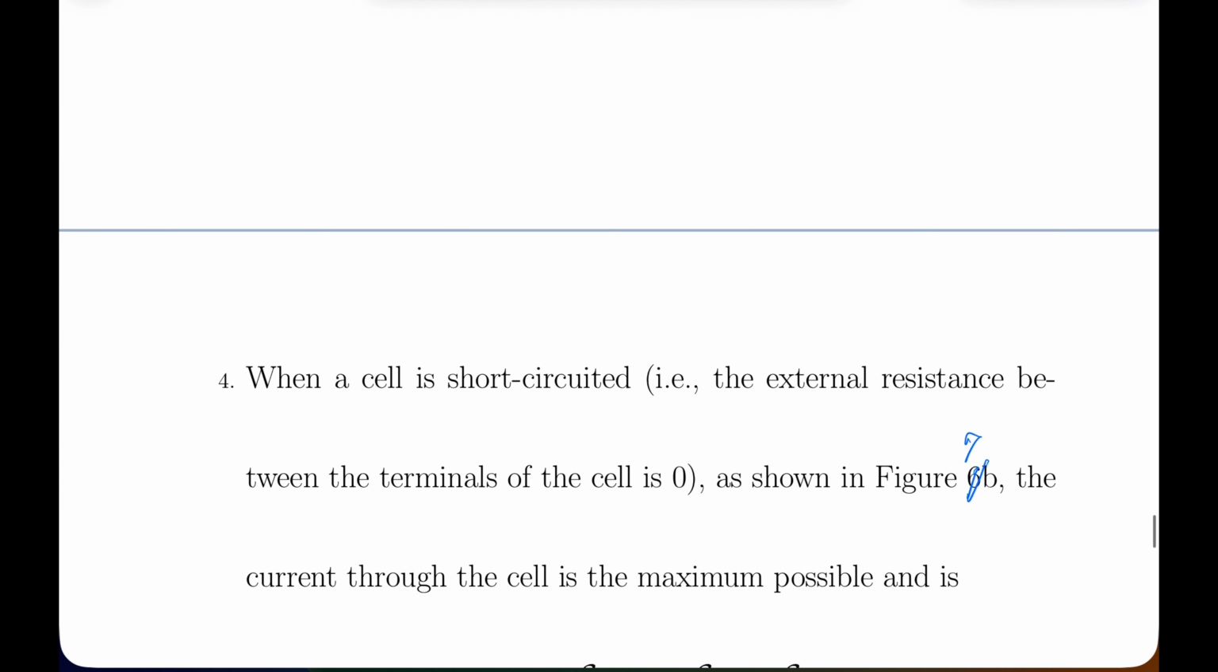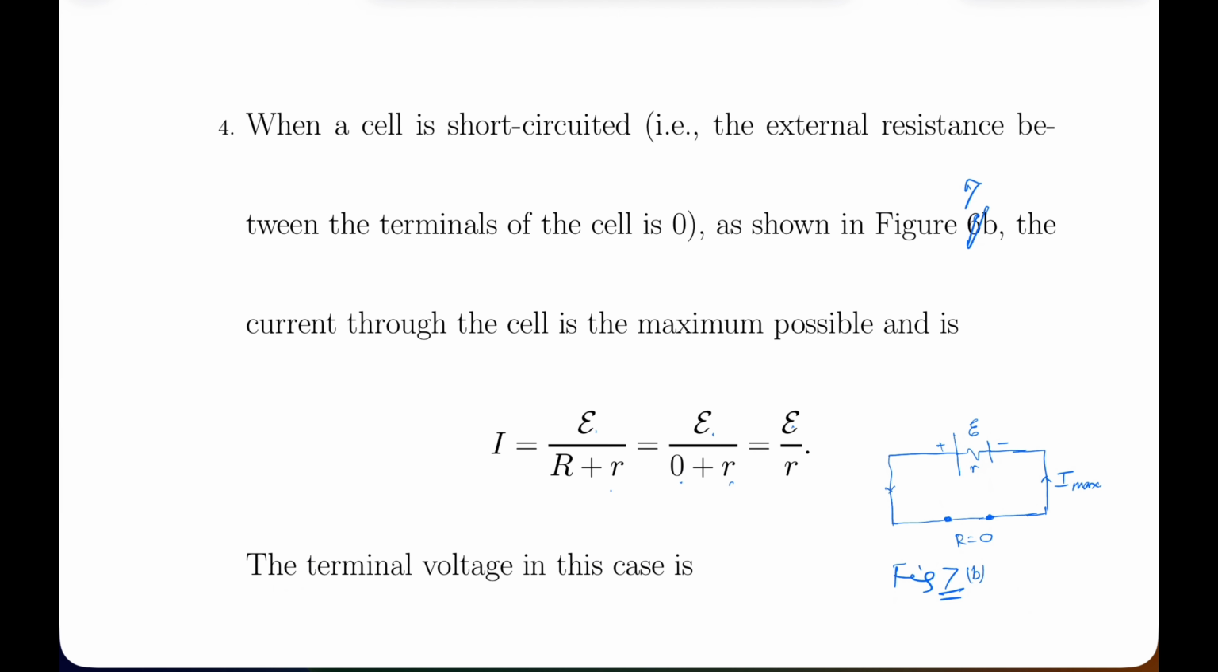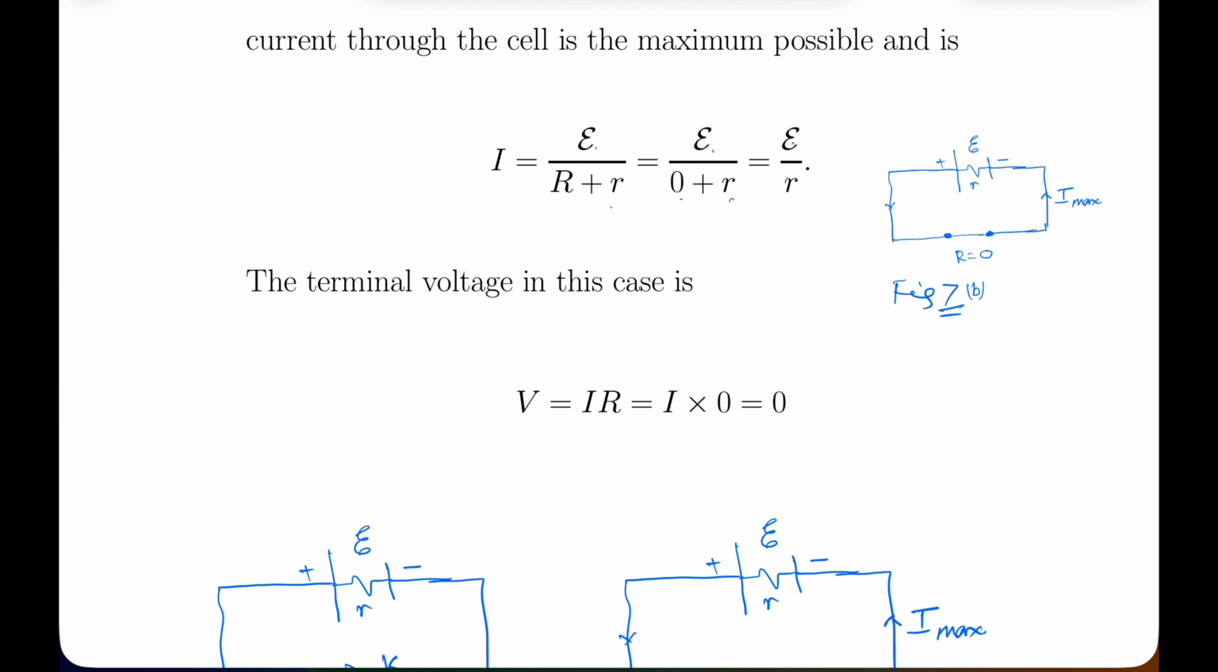When a cell is short circuited, that is, the external resistance between the terminals of the cell is 0, as shown in figure 7b, the current through the cell is the maximum possible, and is I equal to E upon R plus r. R is here 0, so this is E upon r. The terminal voltage in this case is simply V equal to IR, because R is 0 here, this is 0.